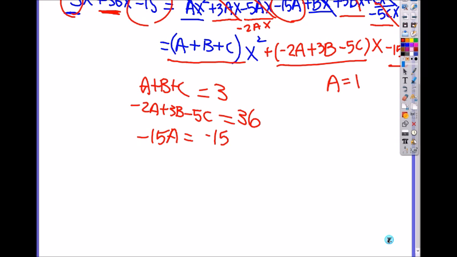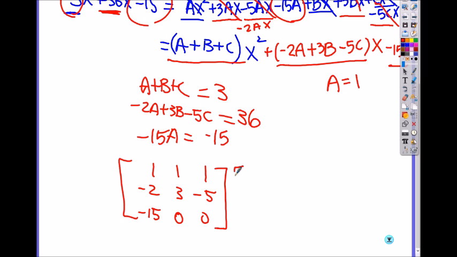Okay? So we've done like 3 questions yesterday by hand, so I'm going to show you how to do it on the calculator. So write the coefficient of ABC in the same order. So what's the coefficient of ABC? 1, 1, 1. Negative 2, 3, negative 5. And what about here? What's coefficient of A? Negative 15. What's the coefficient of B? 0, 0.